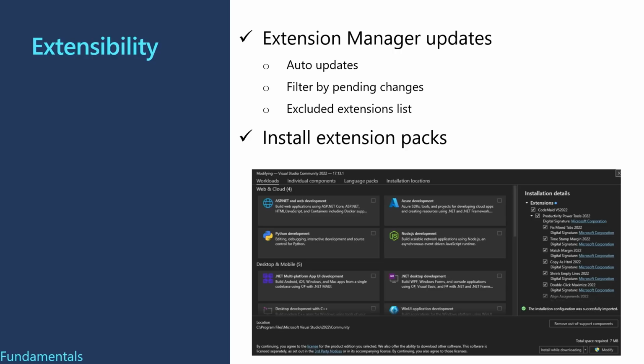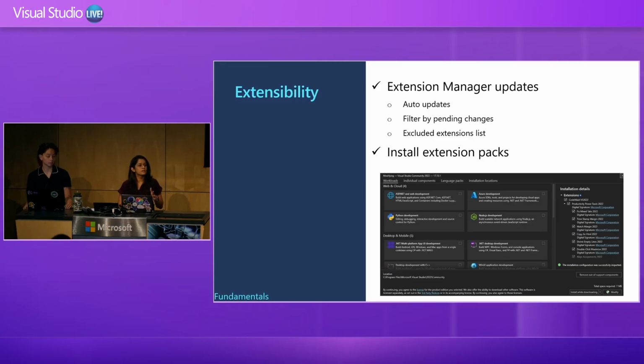You'll also have a new filter in your extension manager that will show you pending changes. So all the extensions that need an update or have some pending changes will be filtered with that as well. And finally, if you don't want any of your extensions to be included in the auto update, you can exclude them using the exclusion list. All you need to do is provide the exclusion list, and then Visual Studio won't update your extensions automatically.